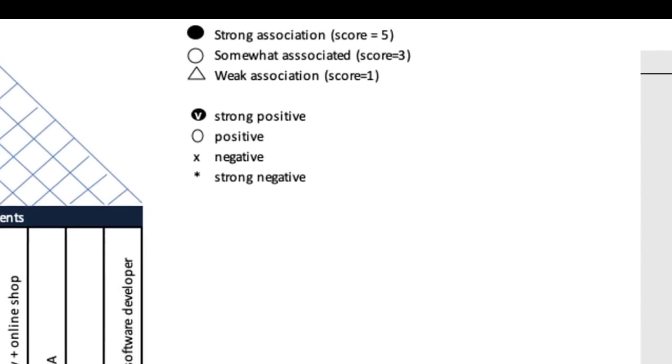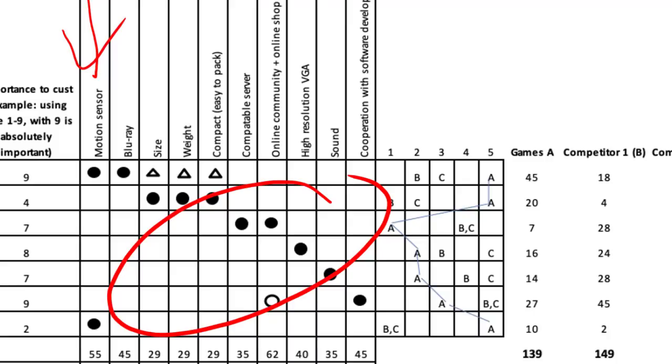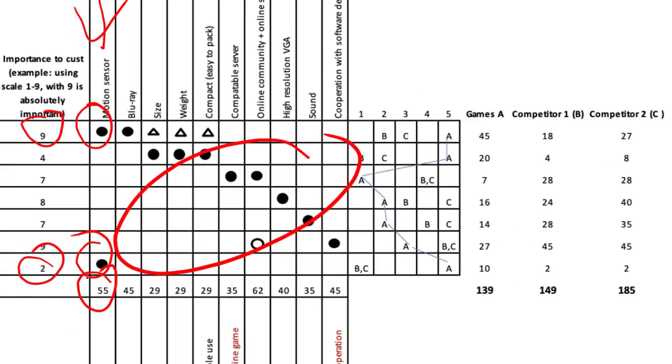technical requirements. In this case, we use 3 types of score. Strong association yields score 5, somewhat associated yields score 3, and weak association yields score 1. As an example, the importance weighting of motion sensor is obtained through 9 times 5 plus 2 times 5. It is equal to 55.